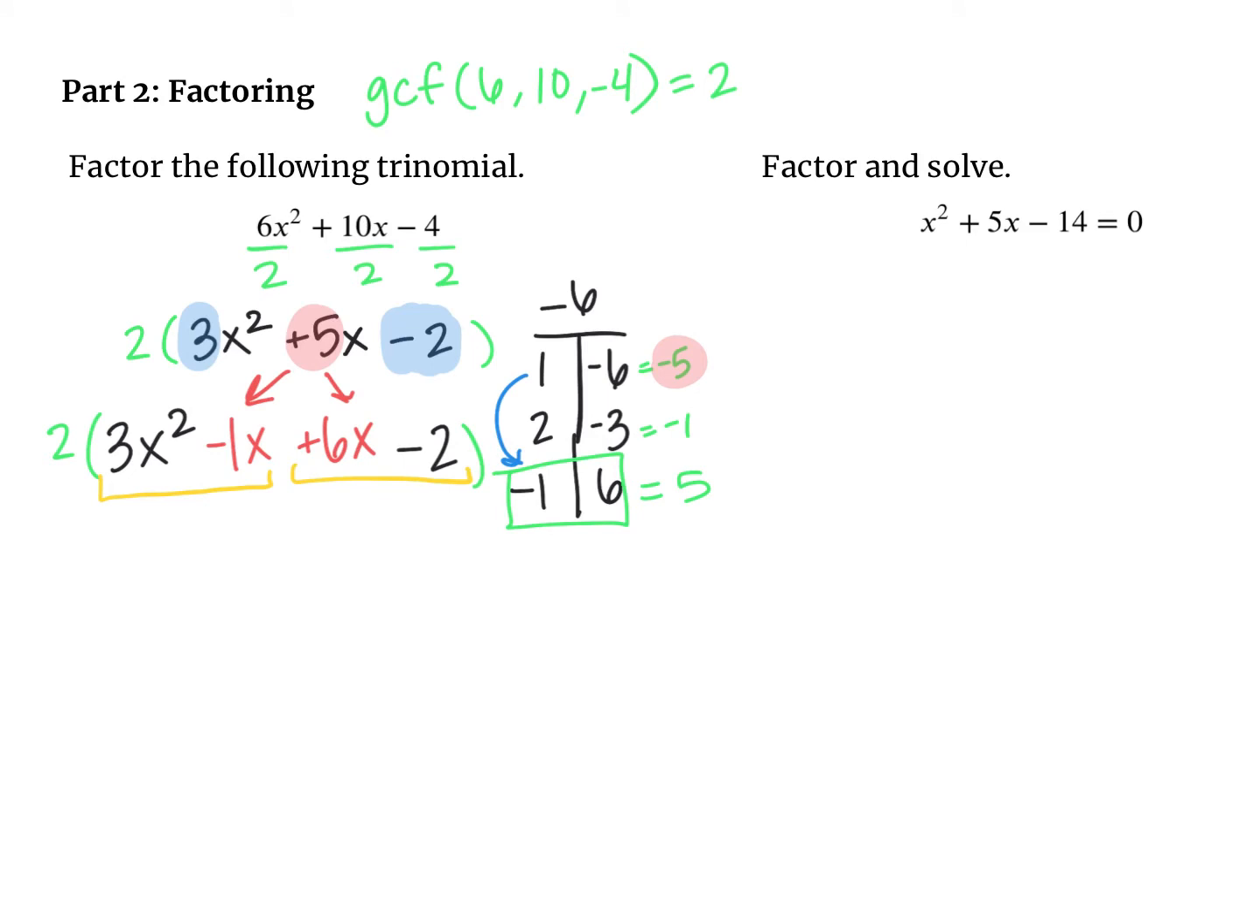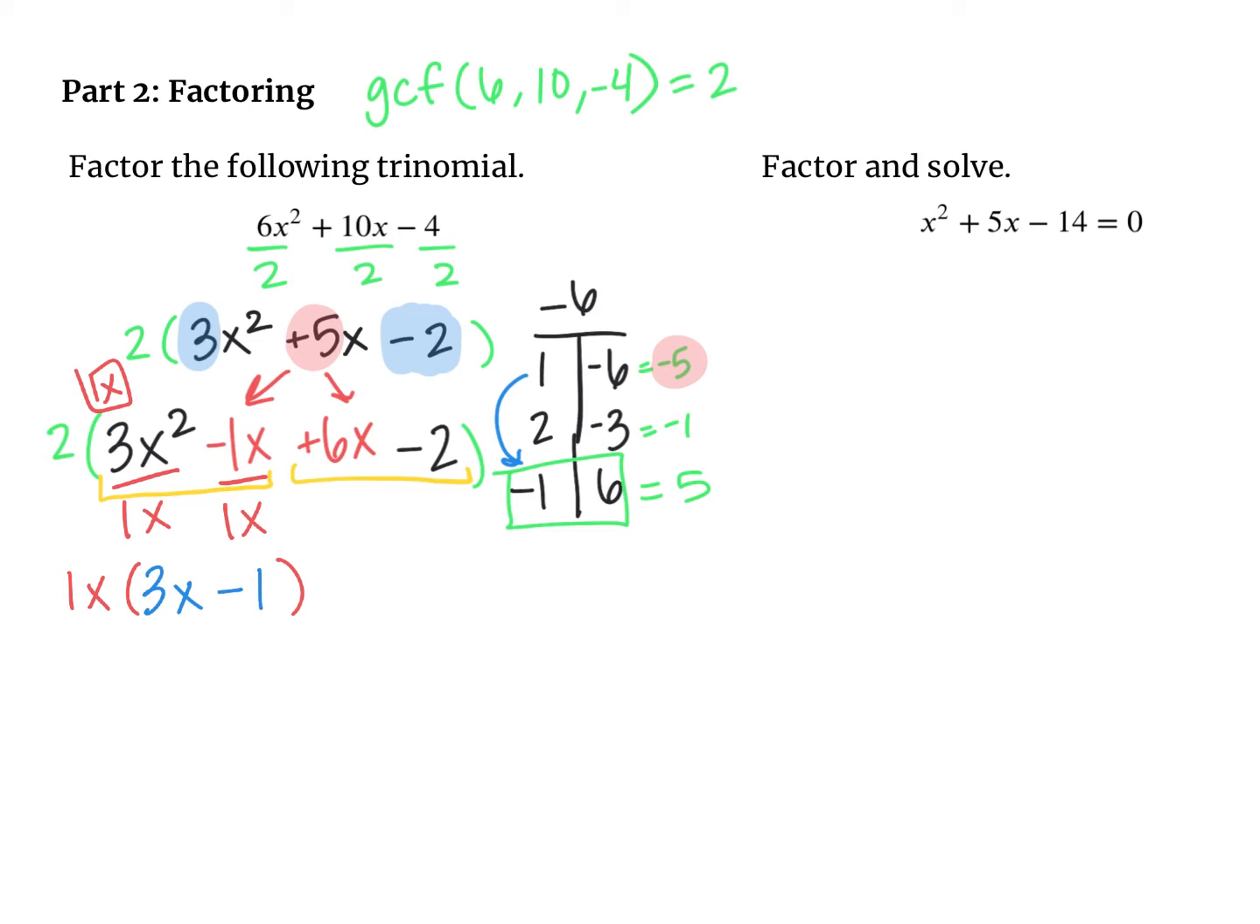And now we're going to look for the GCF of that first group. So the GCF of this first group between 3x squared and negative 1x is just going to be 1x. So we divide each term by 1x, and that GCF 1x will follow us down, and we put that in front of the parentheses. 3x squared divided by 1x is 3x, and negative 1x divided by 1x is just negative 1. Those x's cancel out.